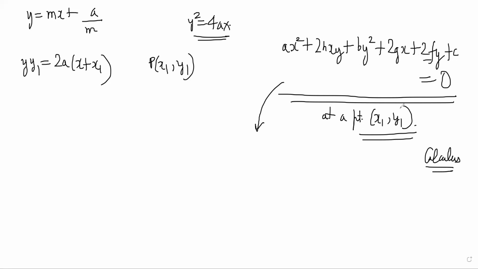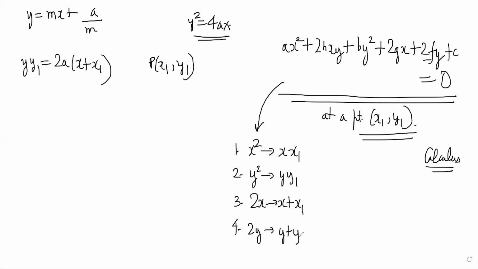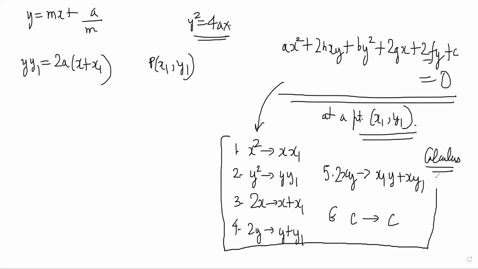If you want to find the tangent at a point x1, y1, what you have to do is replace x square with xx1, y square with yy1, 2x with x plus x1, 2y with y plus y1, 2xy with x1y plus xy1, and keep the constant unchanged. Did you know this already before? No. Okay, so you need to know this.